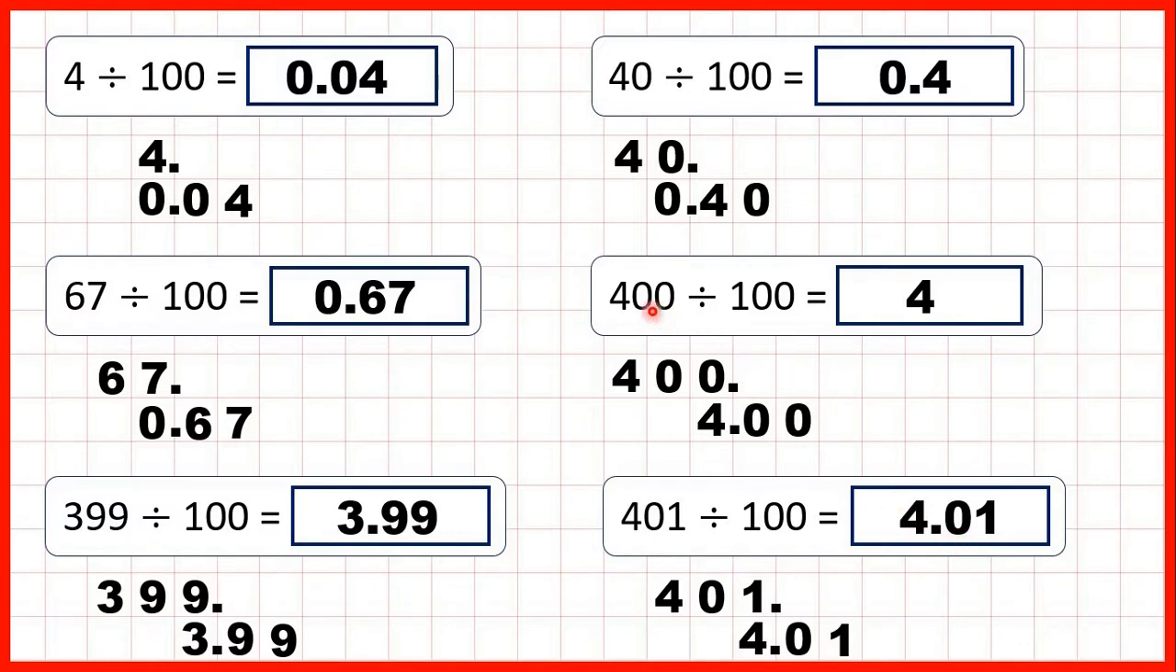Now notice, 400 divided by 100 was exactly 4. 399 is just a little bit less than 400, so our answer was just a little bit less than 4. And 401 is just a little bit more than 400, so our answer was just a little bit more than 4.